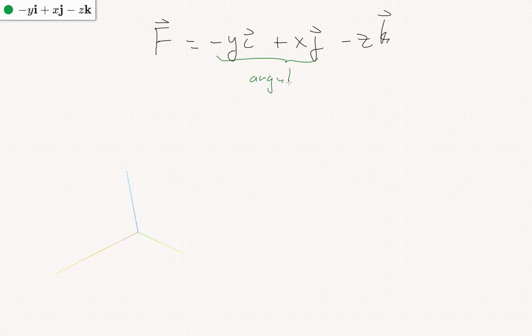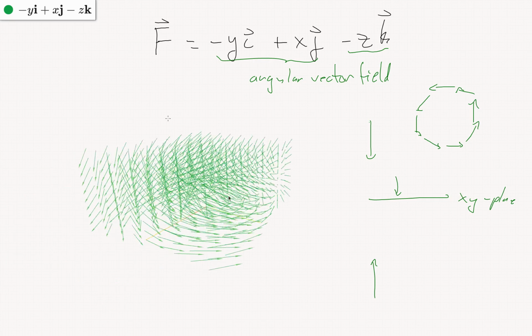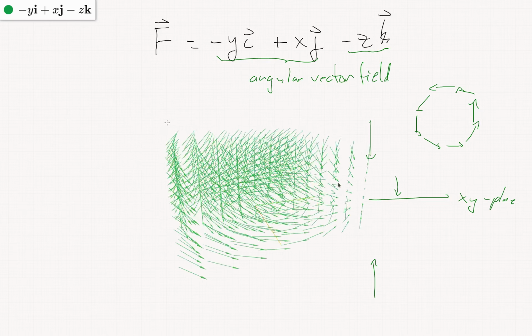This we recognize as the angular vector field. So in the xy plane, we're going to be getting this rotational motion, and then putting negative z k. If this is the xy plane, negative z k says the z component is going to be pointing down, towards the origin. Okay, so here is that vector field, and indeed that looks like what I described.